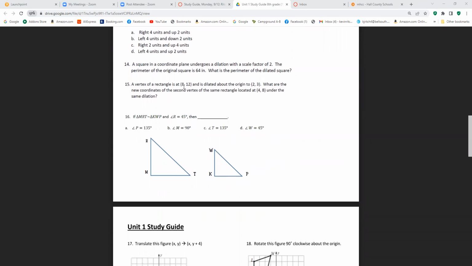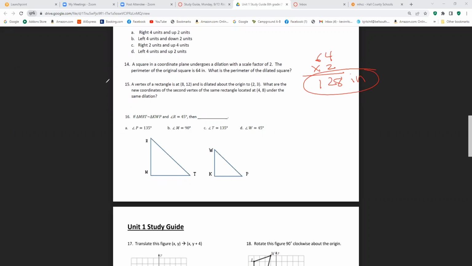Number 14, a square in a coordinate plane undergoes a dilation with a scale factor of 2. The perimeter of the original square is 64 inches. What is the perimeter of the dilated square? So if we take the perimeter of a square and we make the size of the square twice as big, that means our perimeter of 64 is going to double. So the new perimeter is going to be 128 inches.